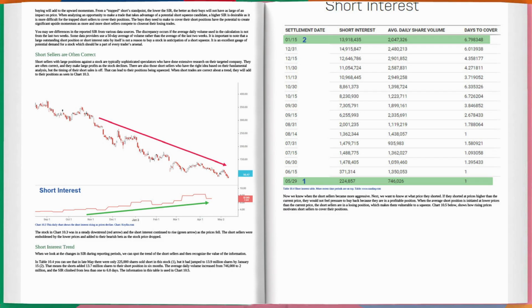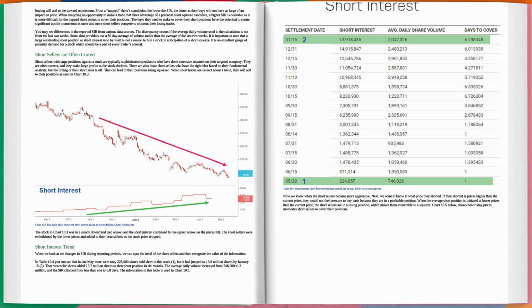You may see differences in the reported SIR from various data sources. The discrepancy occurs if the average daily volume used in the calculation is not from the last 2 weeks. Some data providers use a 50-day average of volume rather than the average of the last 2 weeks. It is important to note that a large outstanding short position or short interest ratio by itself is not a reason to buy a stock in anticipation of a short squeeze. It is an excellent gauge of potential demand for a stock, which should be a part of every trader's arsenal.